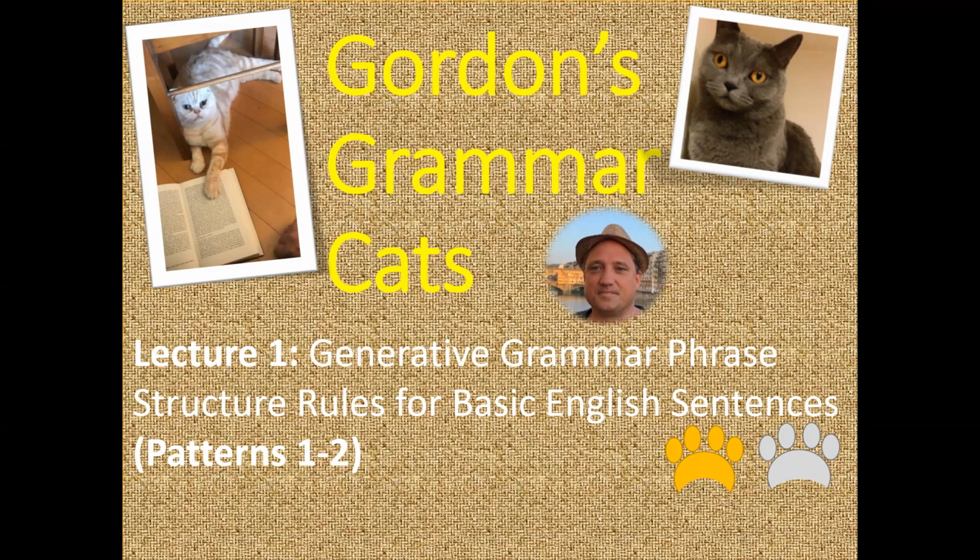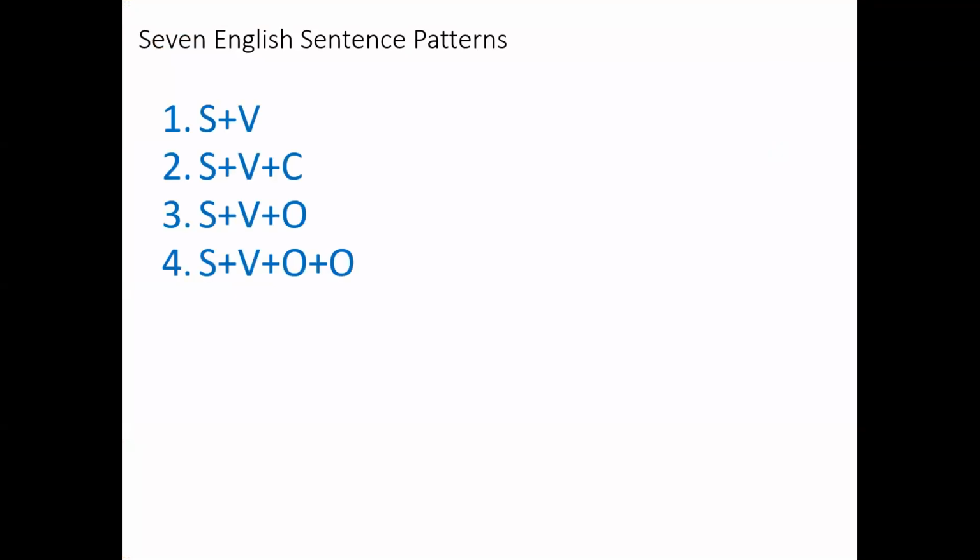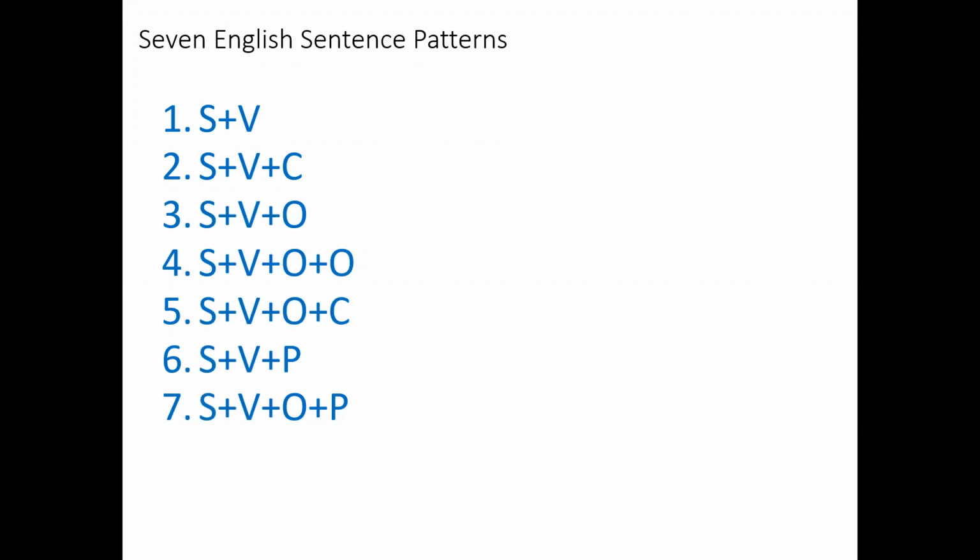The phrase structure rules that we will use are from chapters 5 and 6 of the third edition of the grammar book by Diane Larsen-Freeman and Marianne Celce-Murcia. The full reference is here at the bottom of the screen. And in this particular tutorial, we'll diagram the first 2 of the 7 so-called basic English sentence patterns. And of course, the S is for subject, the V for verb, the C is for complement, the O for object, and the P here is for the prepositional phrase.